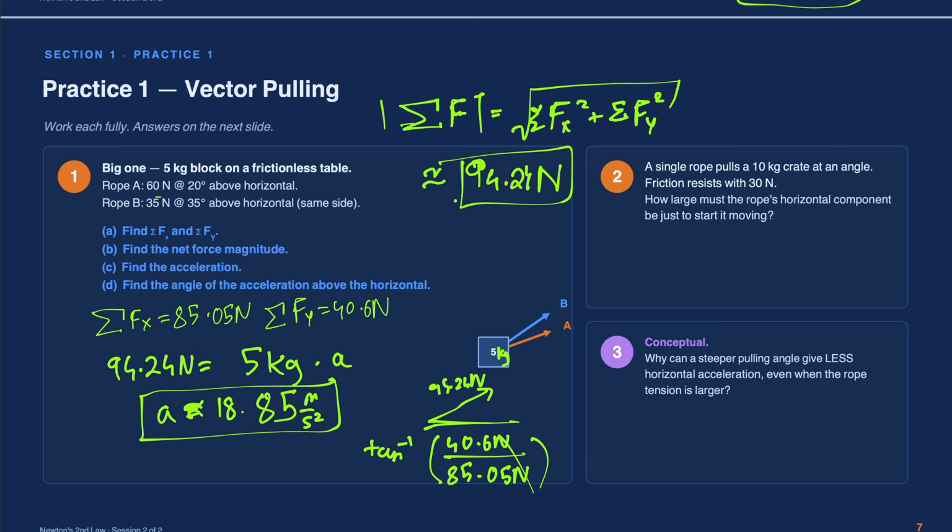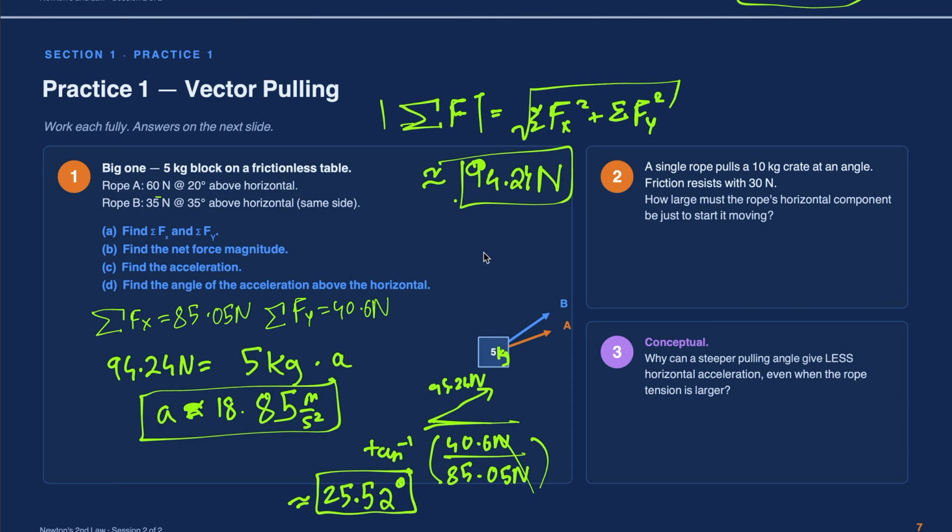Arctangent of 40.6 divided by 85.05 is 25.52 degrees. Okay?